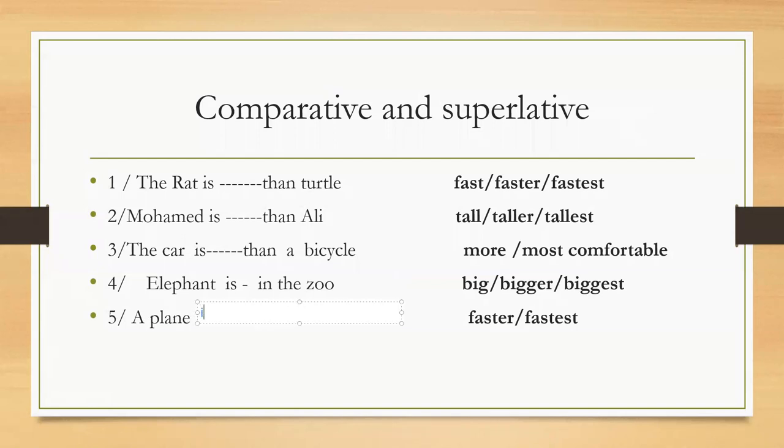Okay, here we have a plane. A plane is dash in the transportation. Yeah, in all transportation, in all means of transport, a plane is faster or fastest. Okay, faster is to compare between two things. Here we compare between a lot of things, plane and car and bicycle and all. Okay, I will say fastest. Okay, yeah, let us continue.